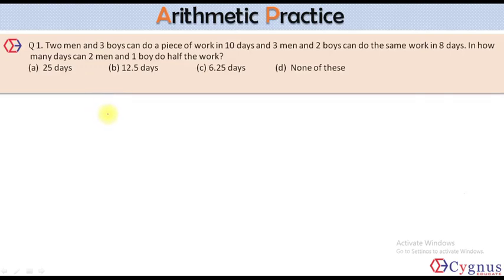The way we can say it, the product of men and days is constant. Similarly, the product of group and days will be constant. Two men, three boys, they need how many days? 10. There's one more group which contains three men and two boys. They'll take how many days? 8. So I'll equate them.